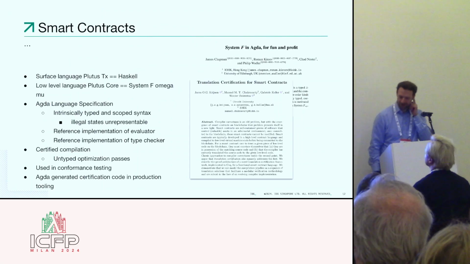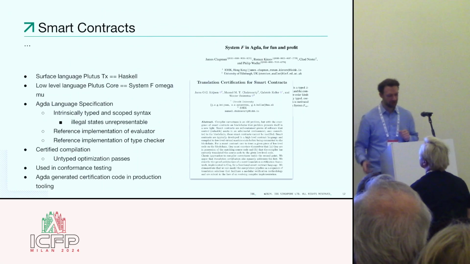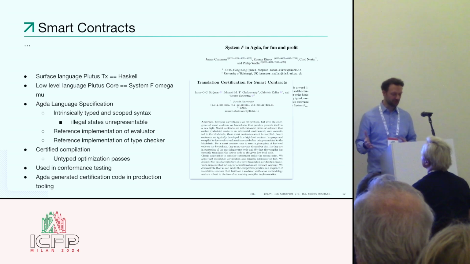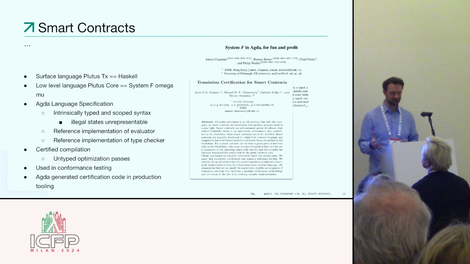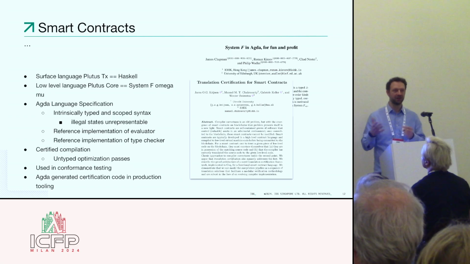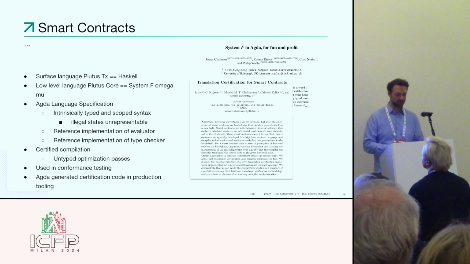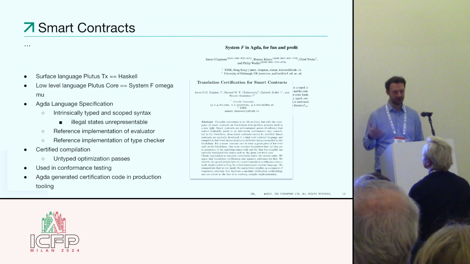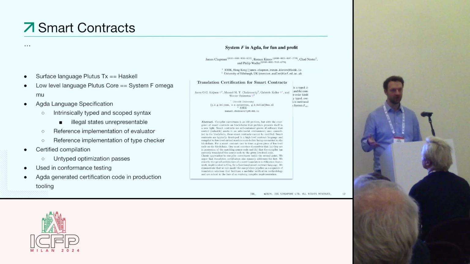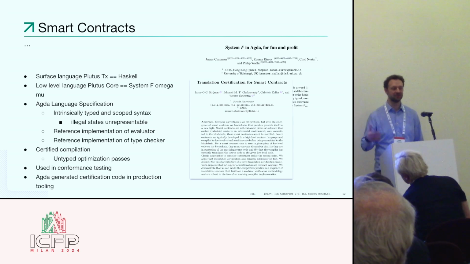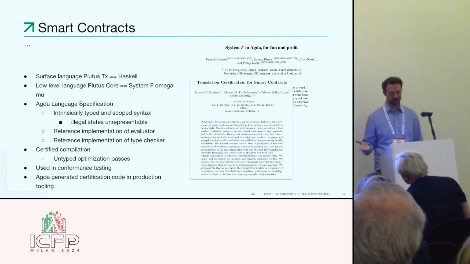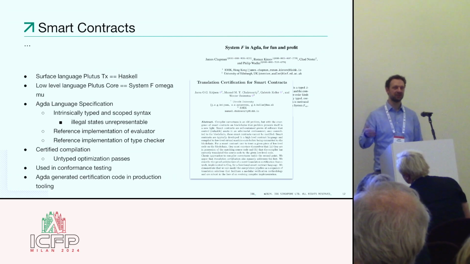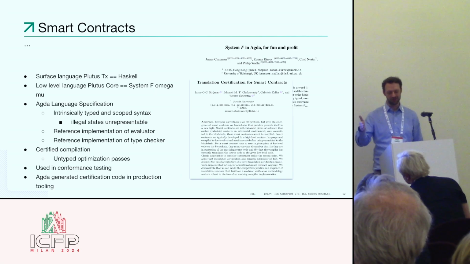So let me say a bit about the smart contracts. The smart contract system, the surface language is called Plutus TX, and it's basically like a subset of Haskell. So people can write their code in Haskell, and it's compiled to a low-level language called Plutus Core, which is not actually that low level. It's actually based on lambda calculus. So it's based on System F omega mu, and in fact, the types are erased in the last step.